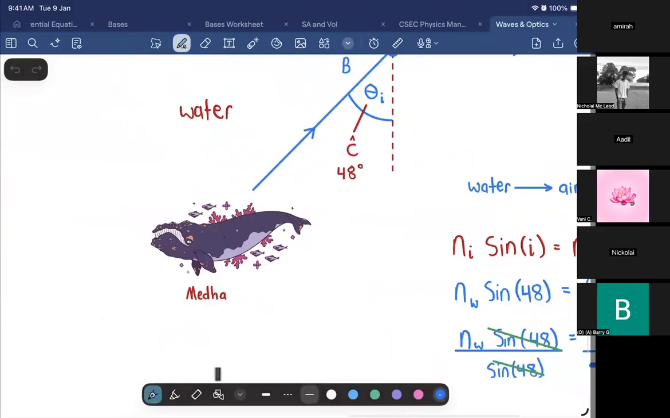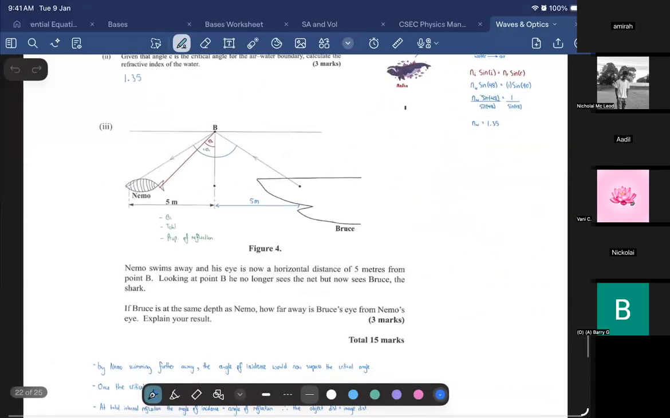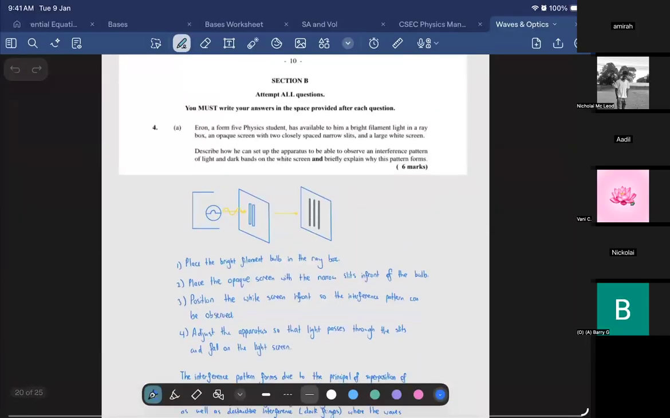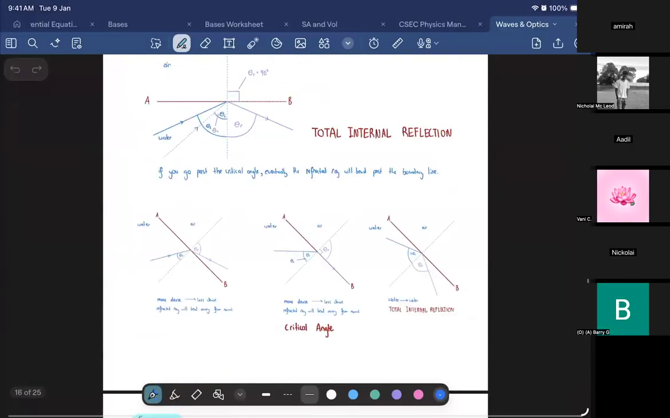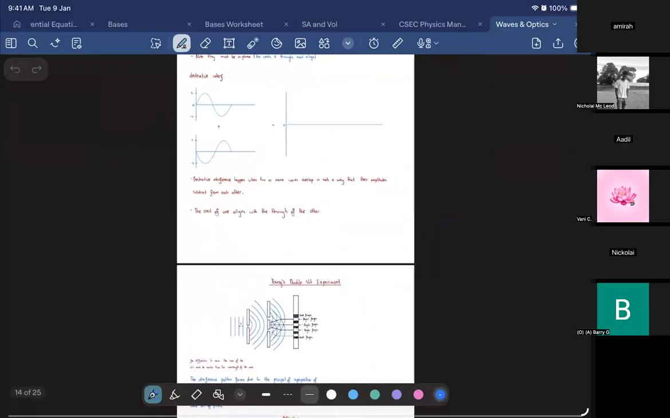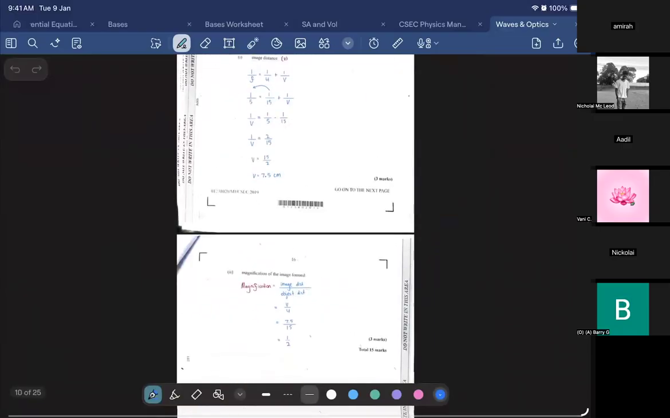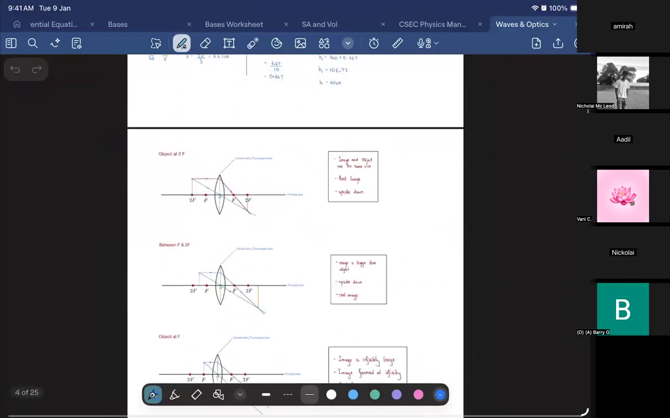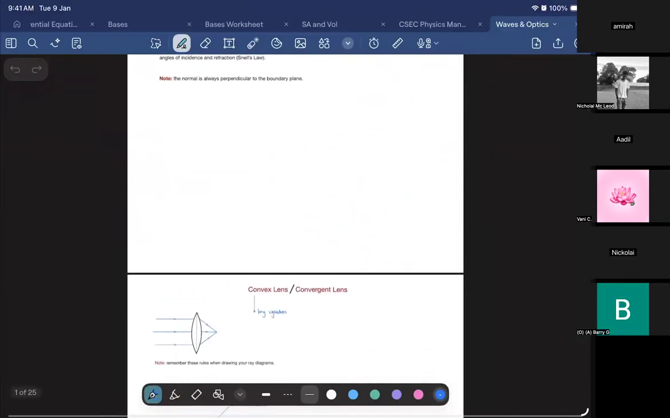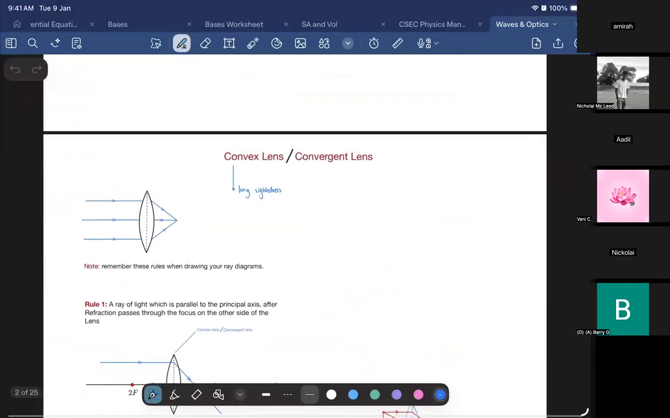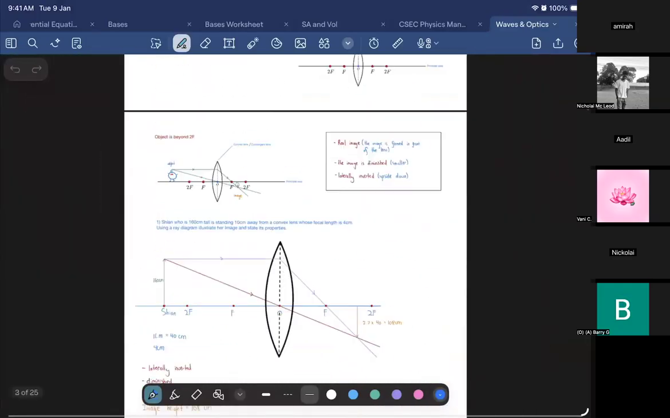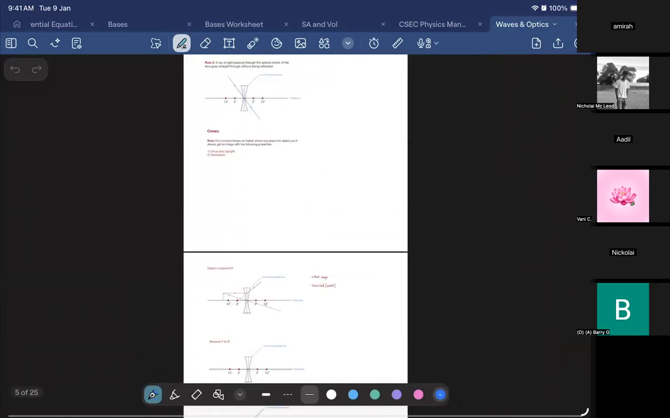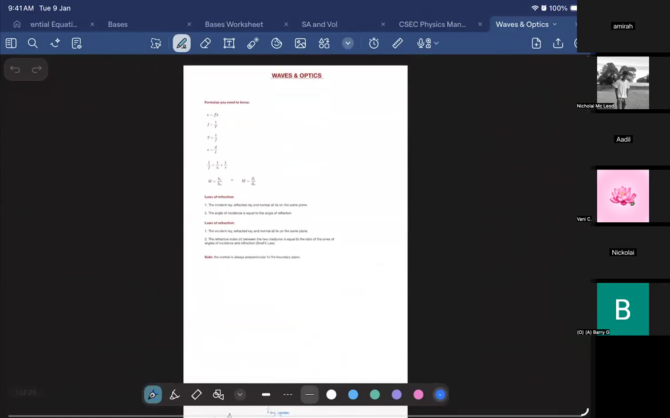Look at that. Legendary. This is bringing back memory lane. These are past notes I had on waves and optics, going through every single thing. This is what we're going to cover in our next class: convex lenses and concave lenses. So I'll send these notes.